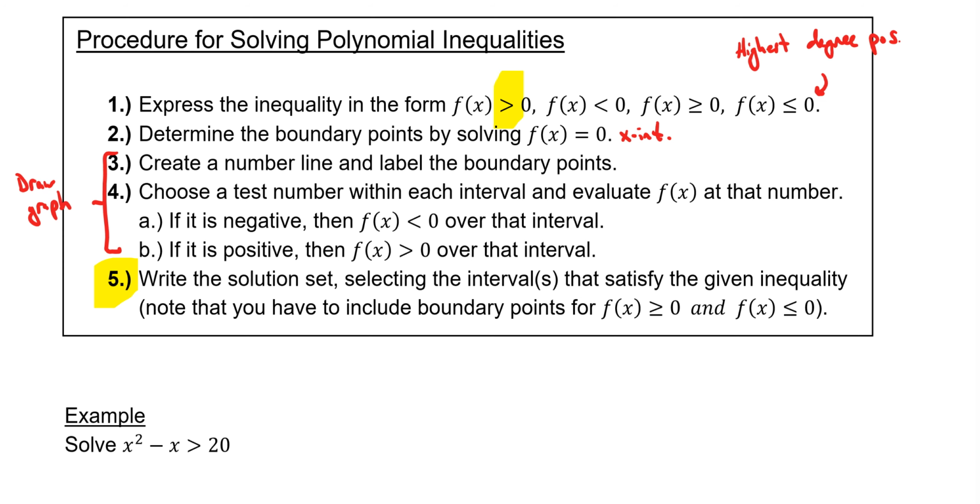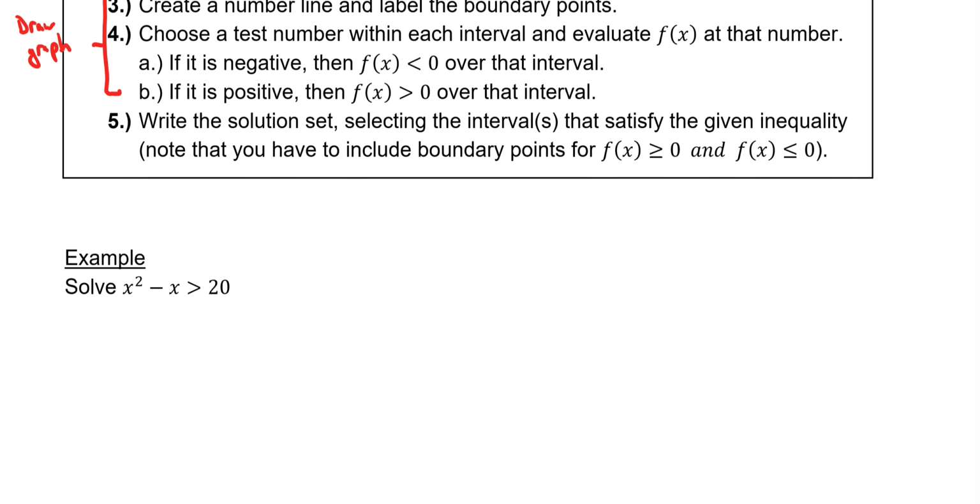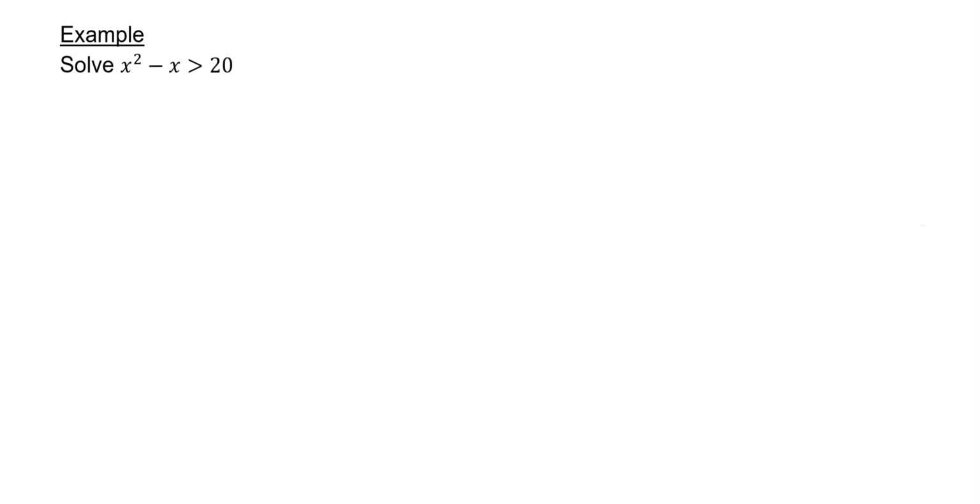We just have to determine, are we looking for when the function is greater than 0, less than 0, or greater than or equal to, or less than or equal to 0. And then the last little tricky part is if you have greater than or equal to or less than or equal to 0, we have to include the boundary points using brackets instead of parentheses. So let's go ahead and see these steps in action.